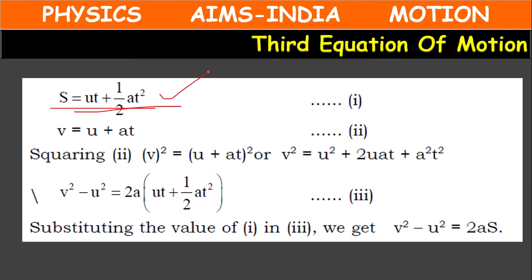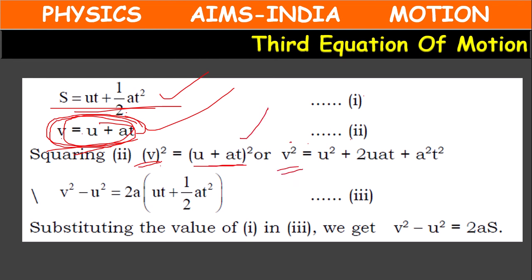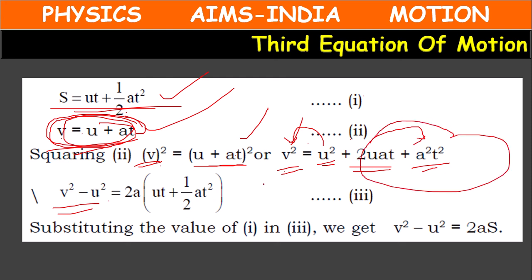s equal to ut plus half at square, v equal to u plus at. We have two equations. Let's square on both sides. Let's take the second equation. On squaring both sides, we will have v square equal to (u plus at) whole square, or v square equal to u square plus 2uat plus a square t square, according to the (a plus b) whole square formula. This u square will go this side.